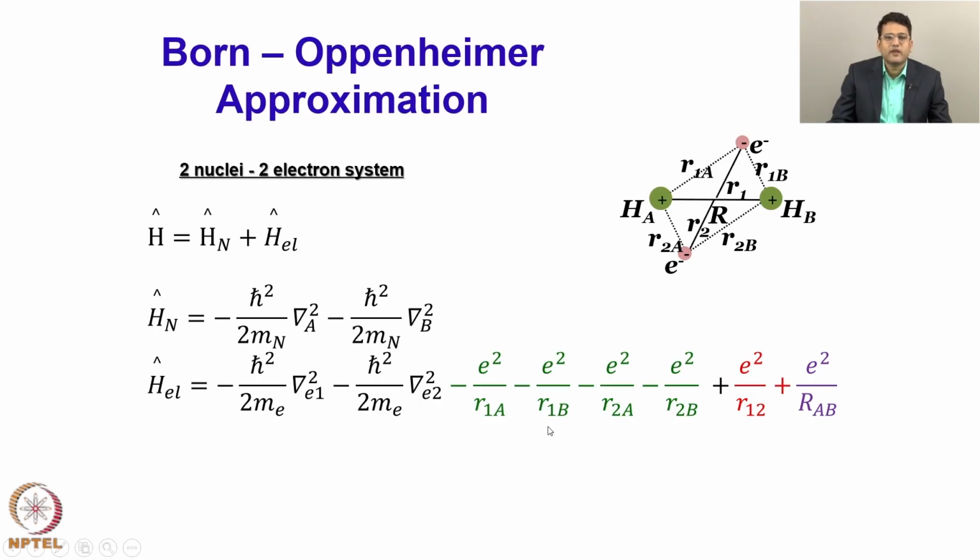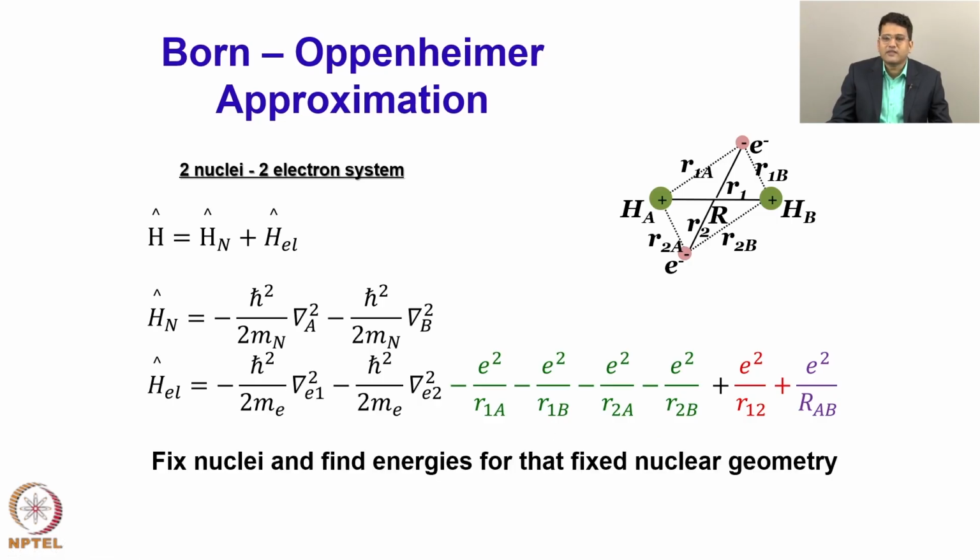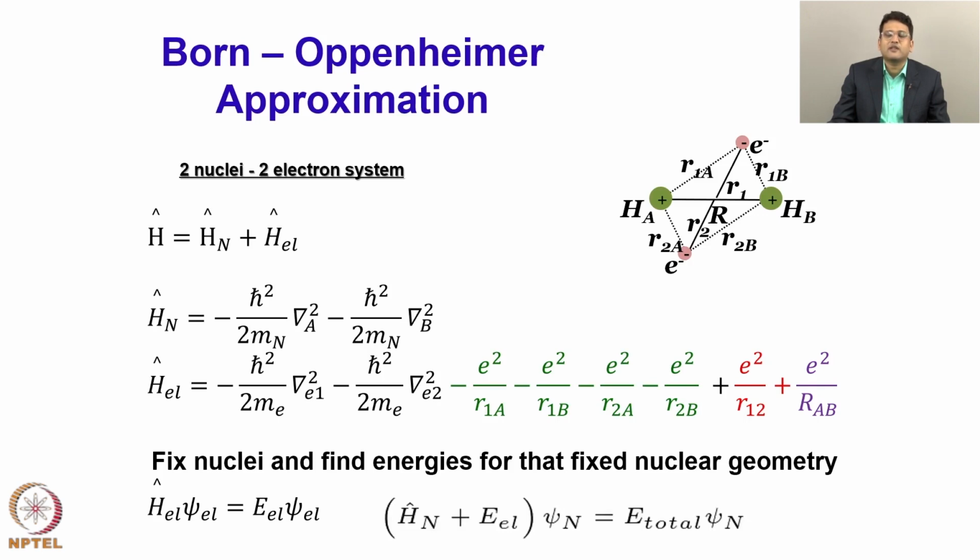So, what you do in the Born-Oppenheimer approximation is that first you fix the nuclei and find the energy for the fixed nuclear geometry. That means you fix the nuclear positions, solve the Schrodinger equation for the electronic Hamiltonian, and you get the electronic energy. The energy value you get, you now put in the nuclear Schrodinger equation, which gives you the total energy of the system. Remember, this is for 2 nuclei and 2 electrons.